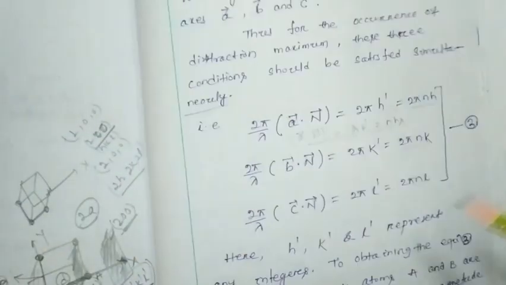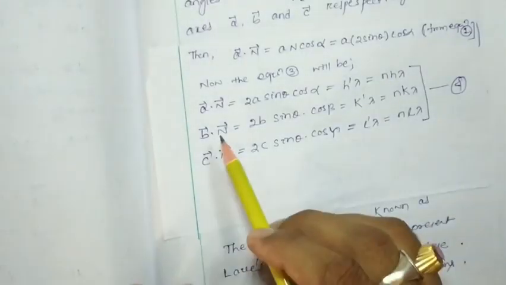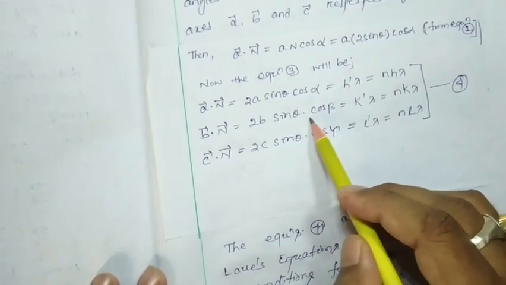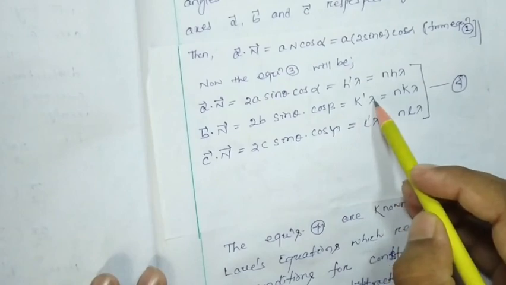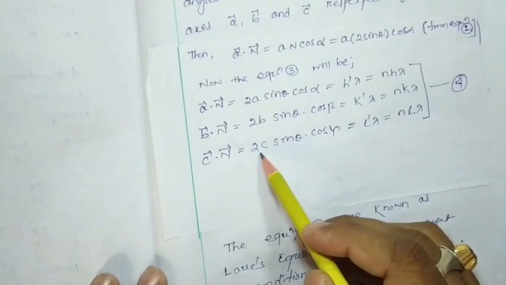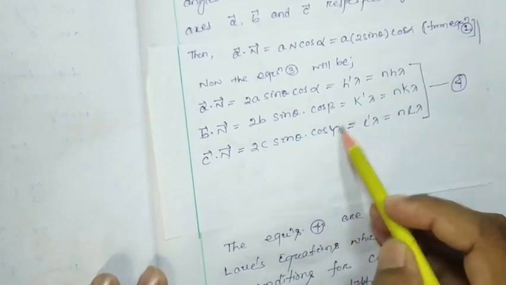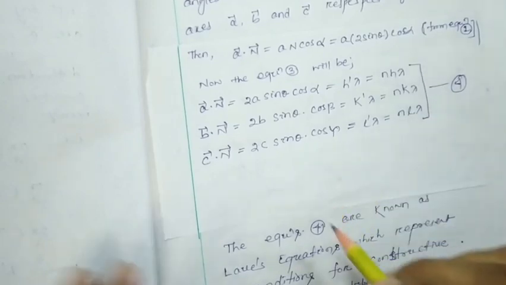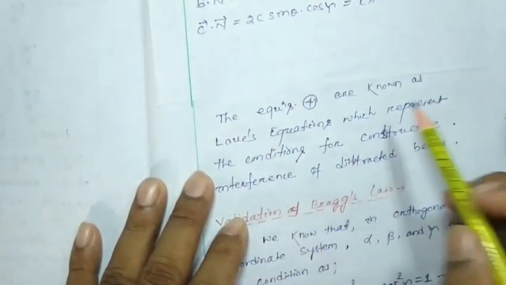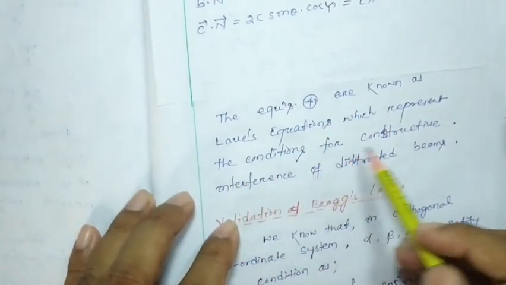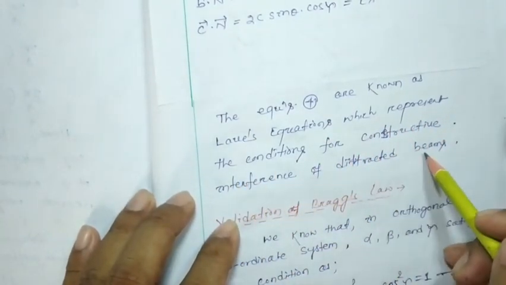Similarly, the other equations will be written as B dot N equal to 2B sin theta into cos beta equal to K dash lambda equal to NK lambda, and C dot N equal to 2C sin theta into cos gamma equal to L dash lambda equal to NL lambda. Let these equations be equation number 4. Equations 4 are known as Laue's equations, which represent the conditions for constructive interference of diffracted beams.